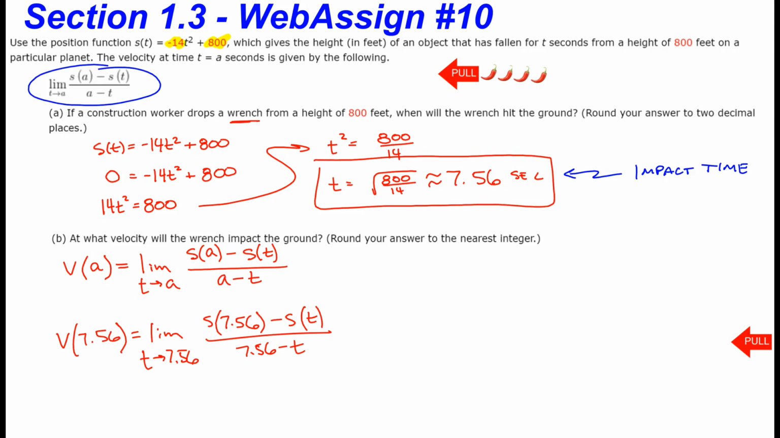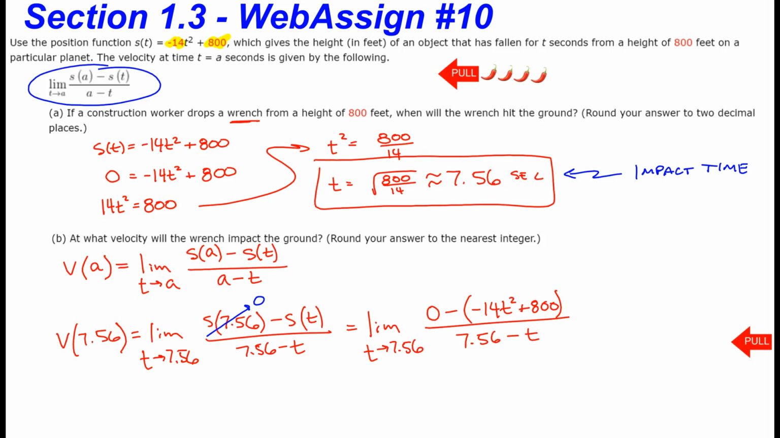Okay, so let's substitute in what we know. Well, the position at t equals 7.56, that's 0 because that's the impact time. S of t is that quadratic function, negative 14t squared plus 800. And then down here in my denominator, I have 7.56 minus t. So let's rewrite this. This is now the limit as t approaches 7.56 of 0 minus negative 14t squared plus 800, all divided by 7.56 minus t.